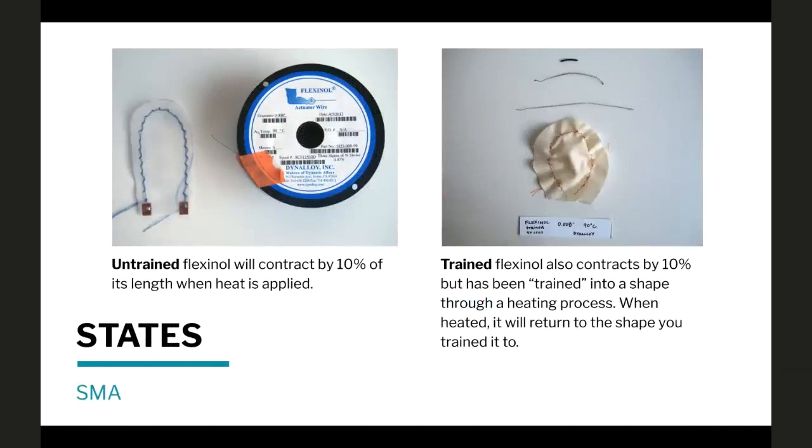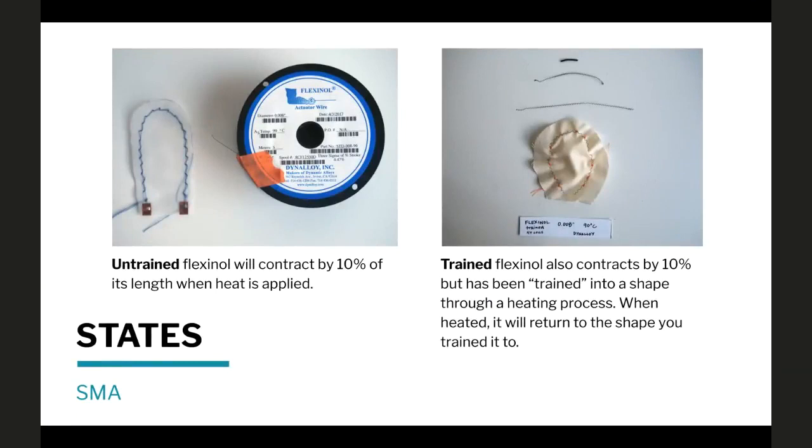I said the words trained and untrained. So you can get untrained Flexinol that's basically like a straight wire. You can also get these wires in different diameters, but we'll talk about the trade-offs of different diameters in a moment. Untrained Flexinol and trained Flexinol both contract by 10% of their length when you run current through them or when heat is applied. But untrained Flexinol is just straight. Trained Flexinol, however, also contracts by 10%, but it has been trained into a shape through a heating process. So when it's heated, it will return to the shape that you trained it to.